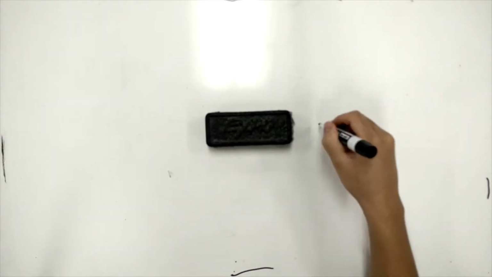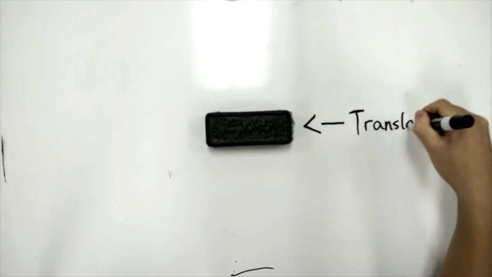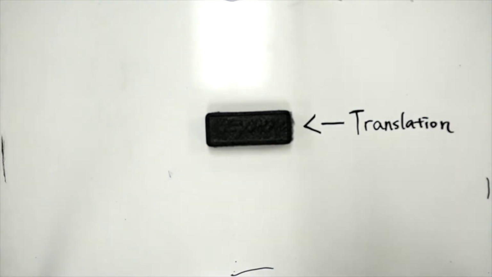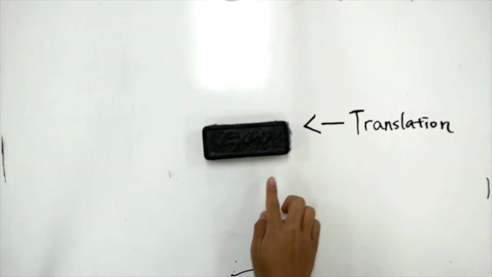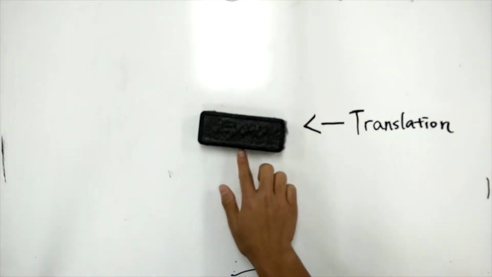So translations are when the line of the net force passes through the center of mass. Here I push this eraser through the center of mass and it translates across the whiteboard. However, if I push on the side, it rotates.